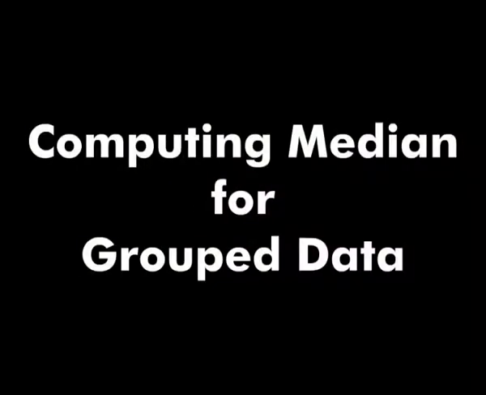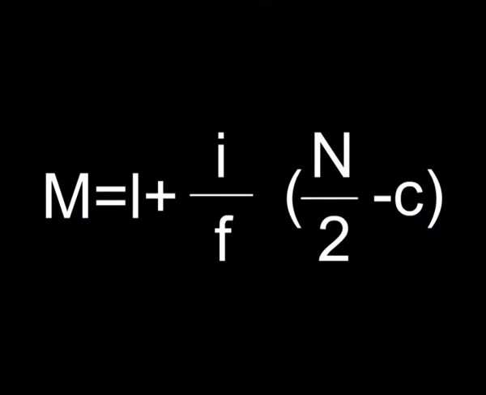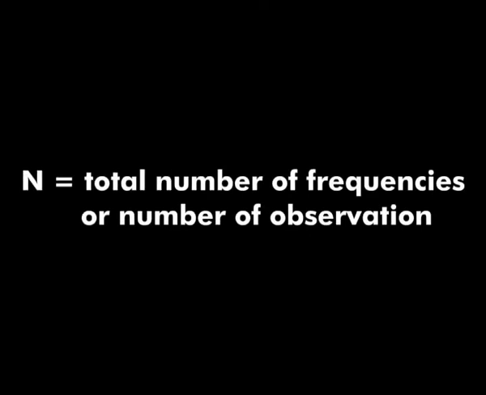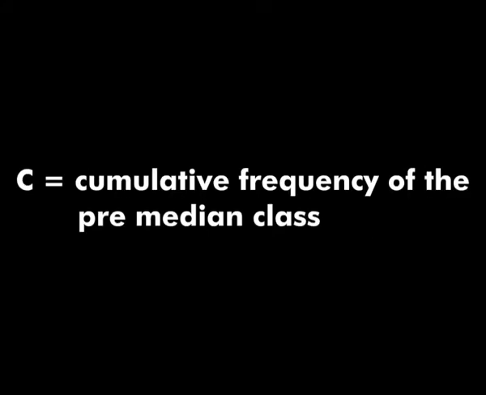Computing median from grouped data. When the data is in grouped form, it can be computed by using the following formula. M equals L plus I divided by F into (N divided by 2 minus C), where M equals median for the grouped data, L equals lower limit of the median class, I equals interval, F equals frequency of the median class, N equals total number of frequencies or number of observations, C equals cumulative frequency of the pre-median class.